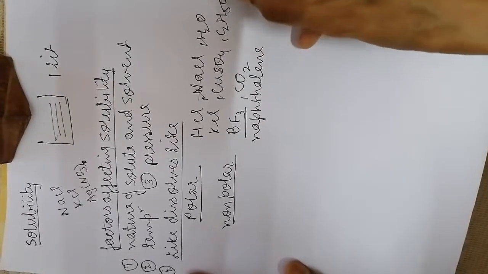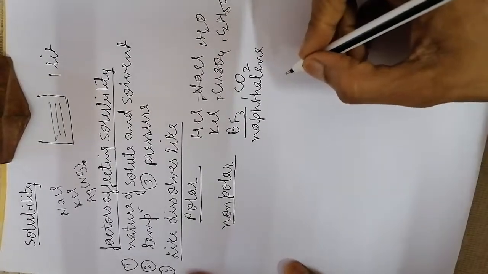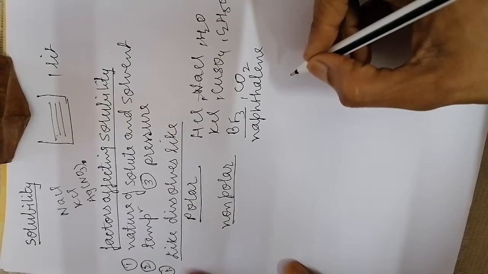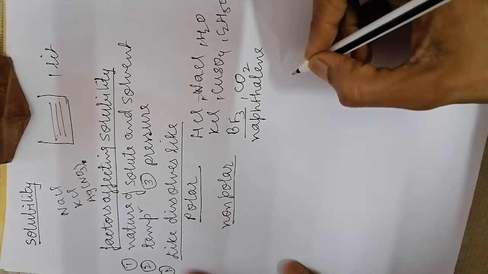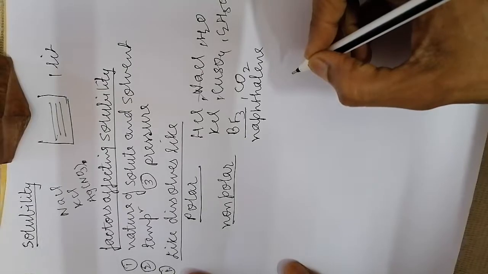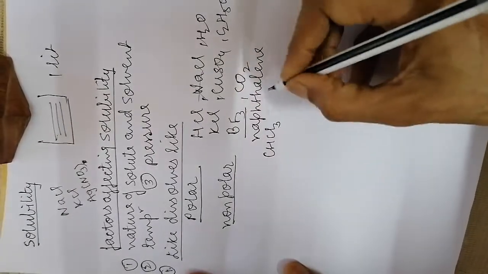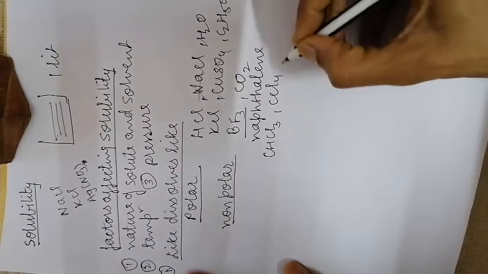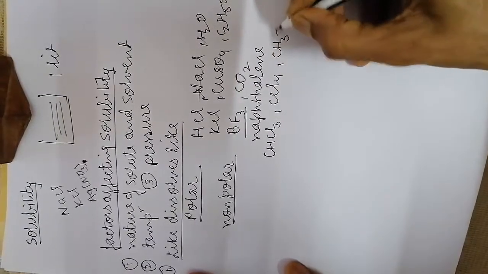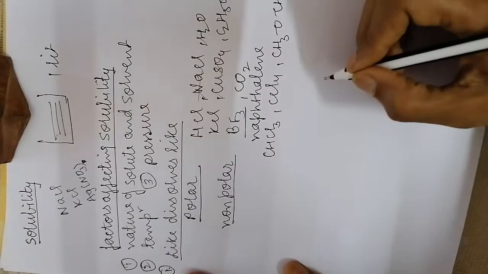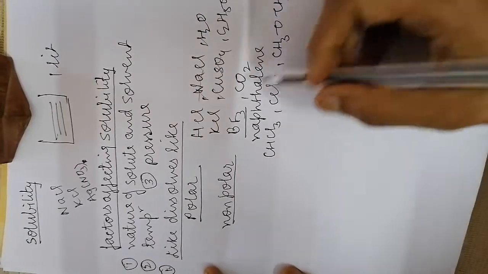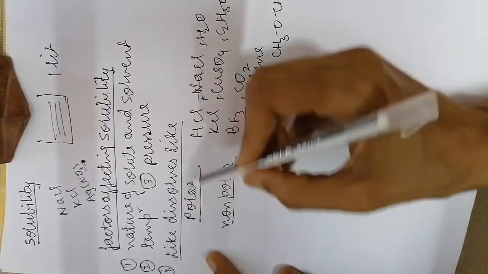Okay? So what is polar and non-polar? If there is a difference in electronegativity between two atoms, then it is polar. And mostly organic compounds are non-polar. Chloroform is non-polar. Then carbon tetrachloride non-polar, diethyl ether or dimethyl ether non-polar. They all are non-polar. So what is the rule for nature of solute and solvent?